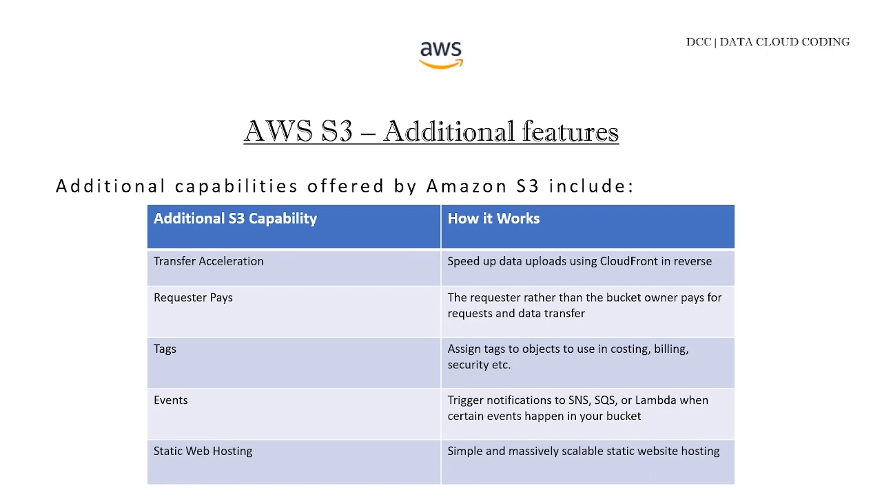We do get events inside of my S3. So events are used to trigger notifications to any SNS, which is simple notification service, to any SQS queue, which is simple queue service, or any Lambda when certain events happen in your bucket. So we'll be seeing how we can create events and how we can trigger any SNS, SQS, or Lambda events inside of my S3. And we have already discussed S3 is also used for static website hosting, from which we can build simple and massively scalable static websites. So these are a few additional features whenever we are talking about S3.